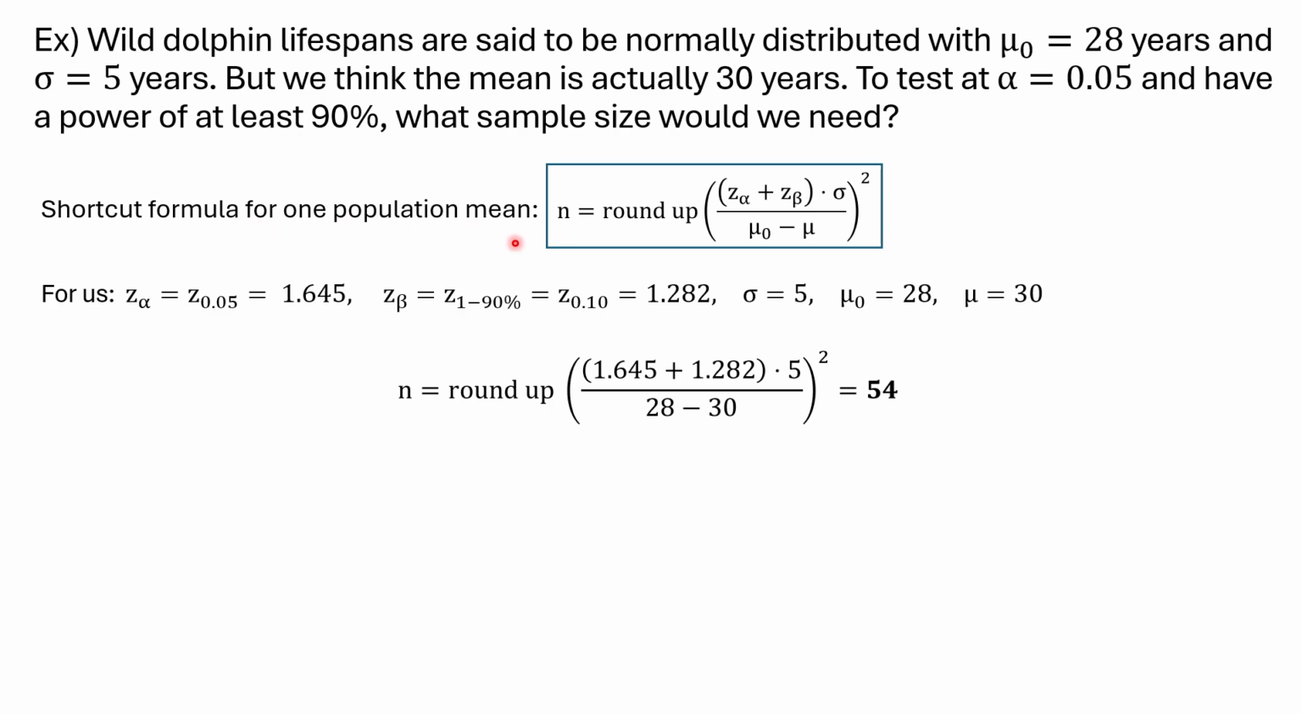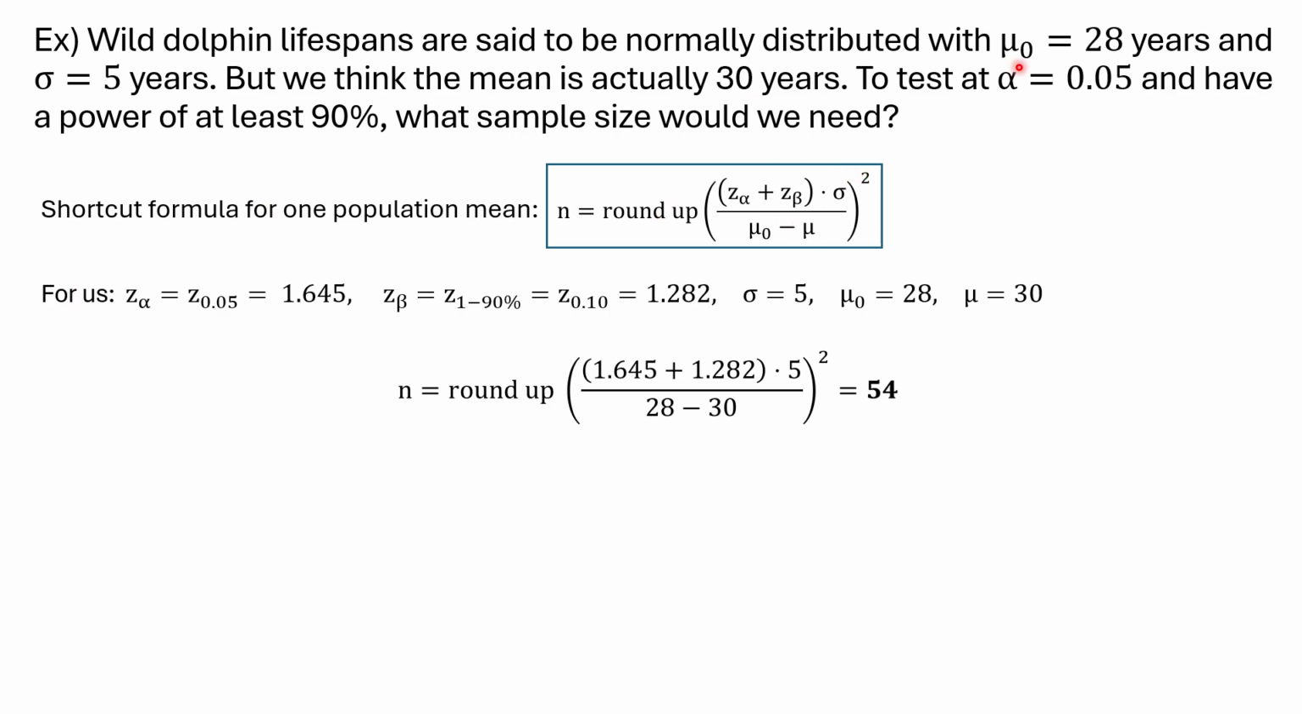Now you can just put in your z-scores for your alpha and beta that you're willing to accept, then your sigma, your population standard deviation, or at least a very good estimate for that in practice, mu 0, what people think the true mean is, and mu, what you suspect it is, possibly with some pilot data, for example. So here, if you're doing n, round up z alpha plus z beta, all of that times sigma, all over mu 0 minus mu, and then square the whole thing. So round up that amount.